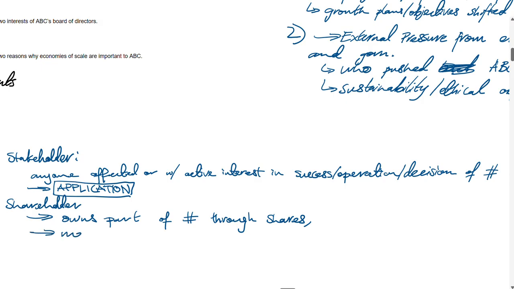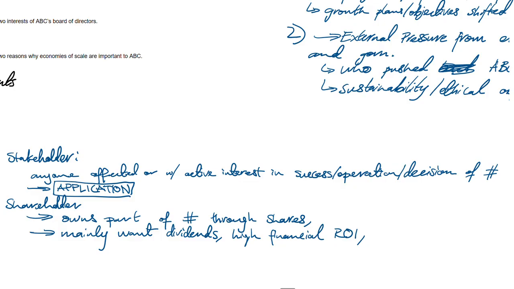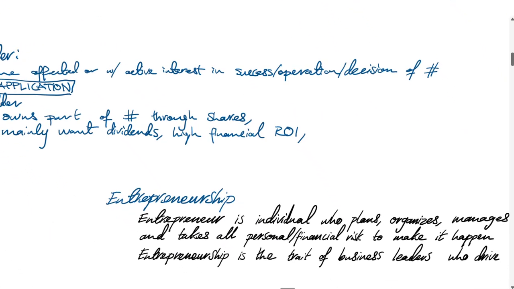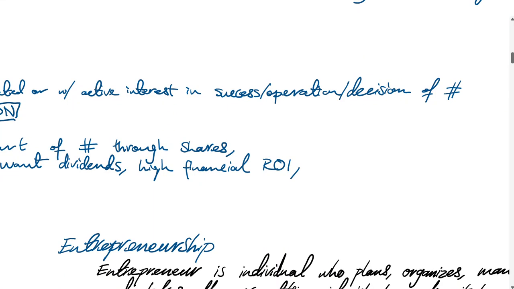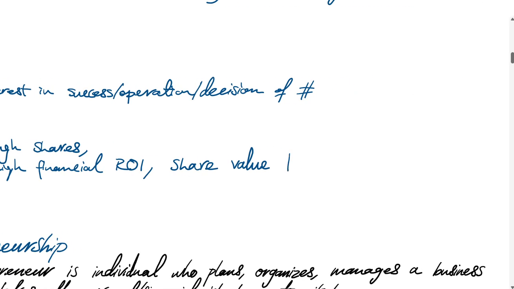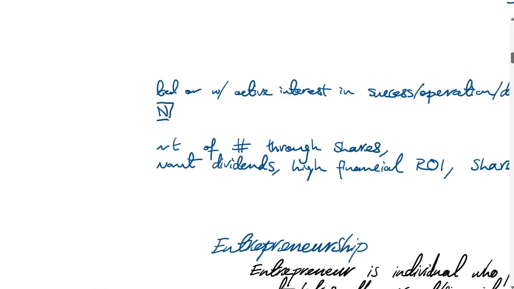They mainly want, let's say, dividends, high financial return, right? Financial ROI, return on investment. And then they want their share value to increase if they're going to sell their shares later, right? Appreciation of their share values, shareholder value. So, okay, shareholder value increase.